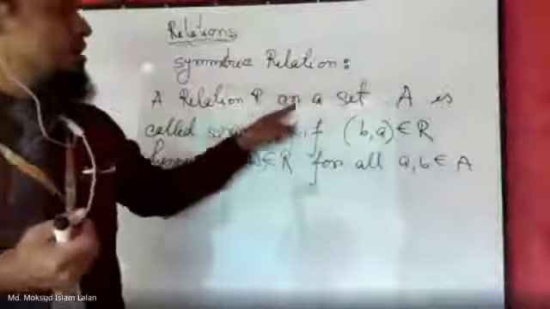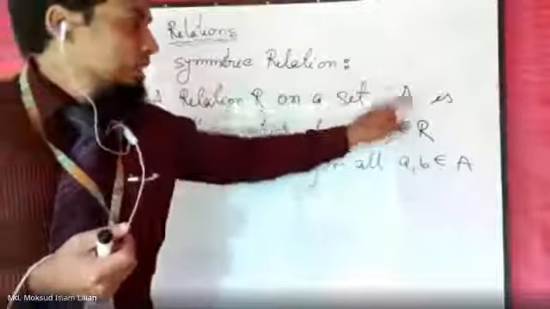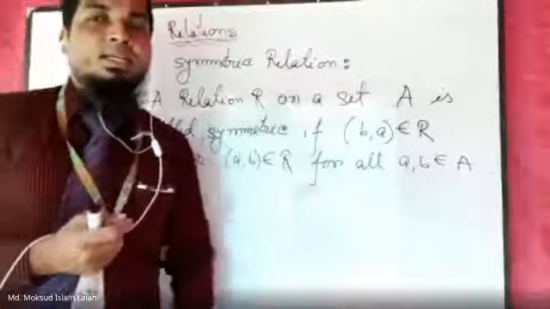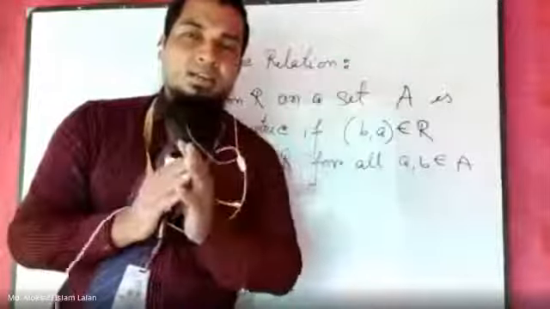A relation R on a set A. So there will be several relations. This is a set. Symmetric. So what is the definition, dear student? Symmetric means mirror. Mirror, right?